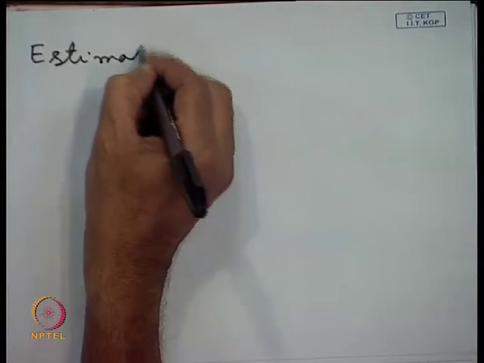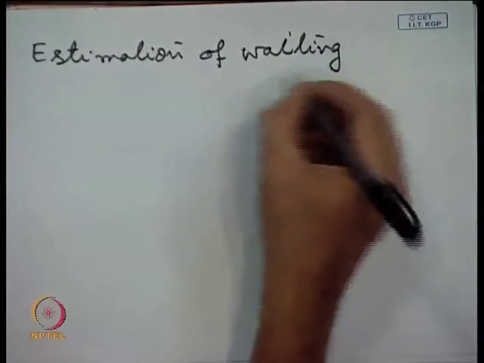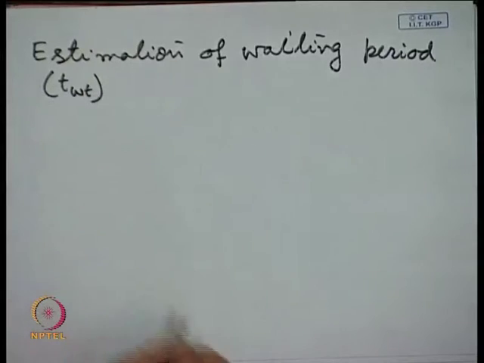Now, here one can make one assumption. Suppose I want to estimate the waiting period. So, estimation of waiting period. Basically this is t_WT, I want to estimate the waiting period. How am I going to estimate the waiting period? Now, when the temperature exceeds the equilibrium superheat for the bubble, then growth will begin. Bubble growth will begin when the temperature exceeds the equilibrium superheat temperature.